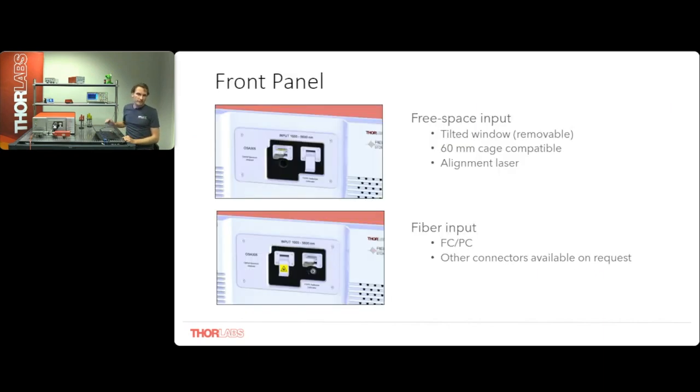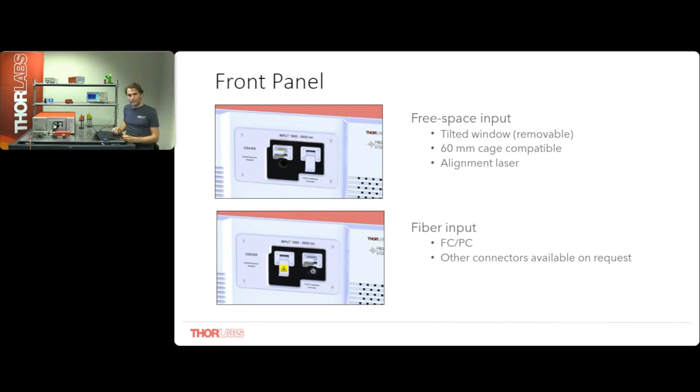Looking at the instrument's front panel, you already saw the free space input port. It's cage compatible. And we can also activate an alignment laser, a red laser that helps you align your optical system so that you get optimal beam path or optimal angle into the instrument. We also have a fiber input that's already aligned. You can simply plug and play and start measuring.